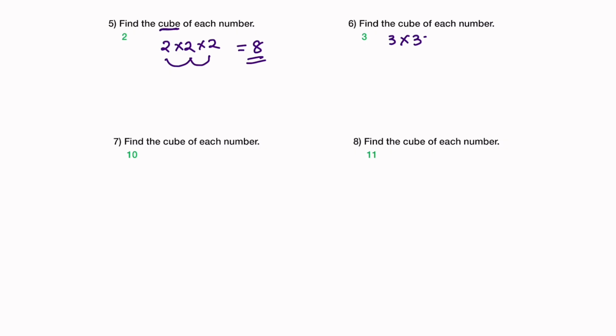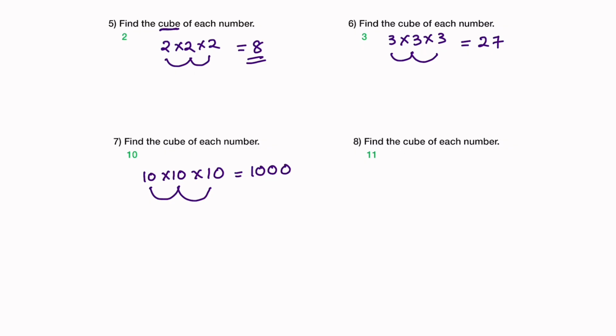3 times 3 times 3. 1, 2, 3. It's always good to check. 3 times 3 is 9. 9 times 3 is 27. 10 times 10 times 10. 1, 2, and 3. 10 times 10 is 100. 100 times 10 is 1000.